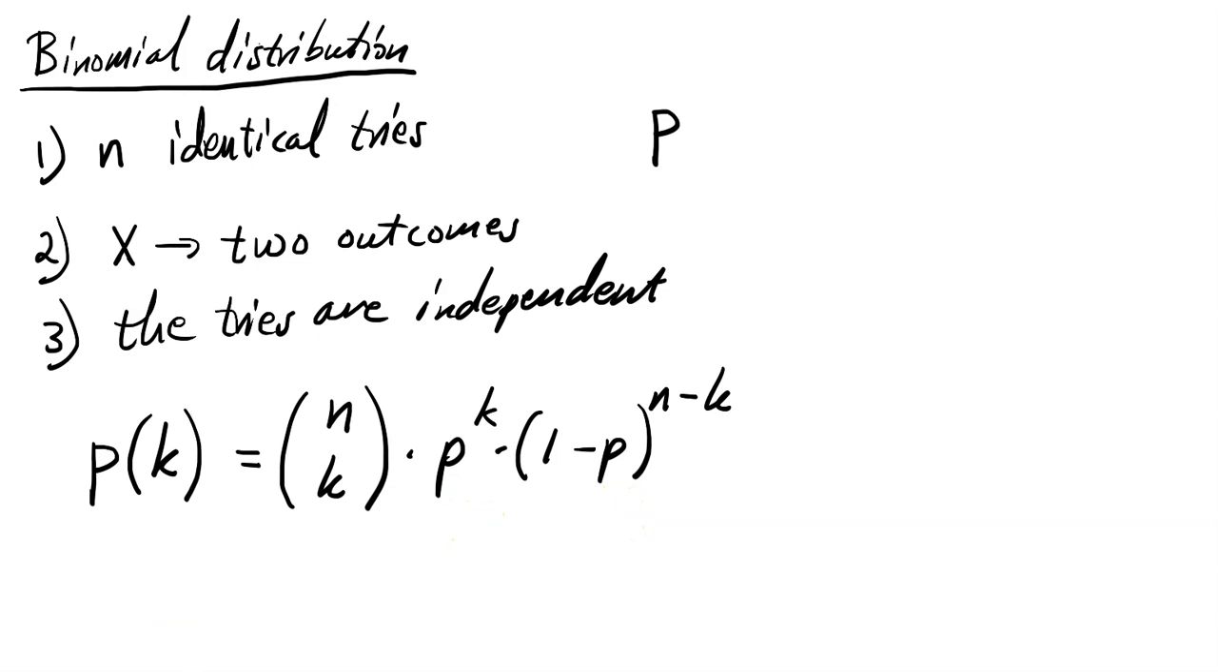So let's now see an example. Let's say that you throw a coin 10 times. And you want to know what is the probability of getting 5 heads, or 5 tails for that matter. So what is the probability for that to happen? Then you can use a binomial distribution, because it is a binomial distribution.